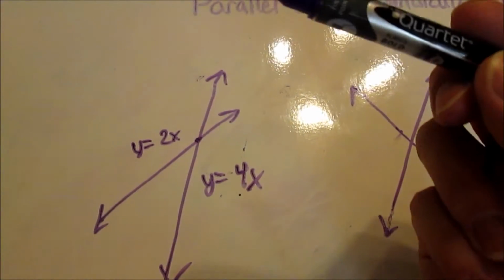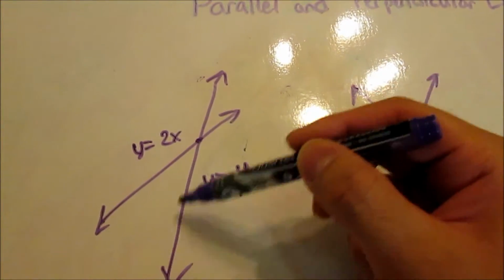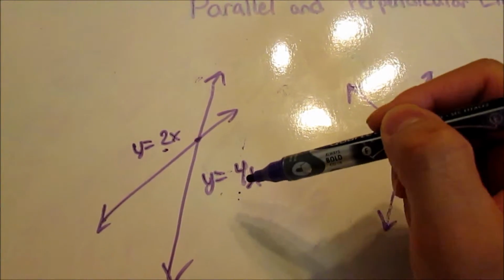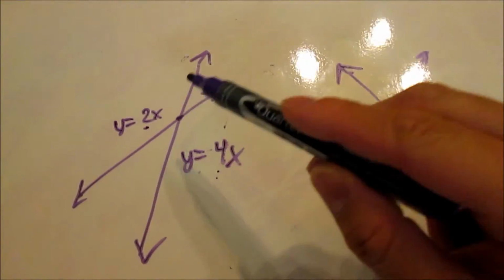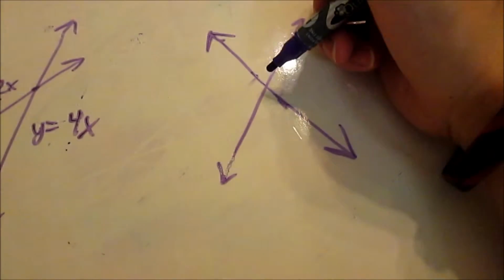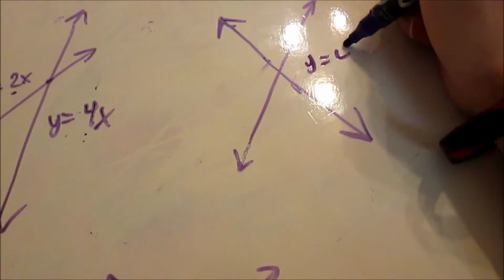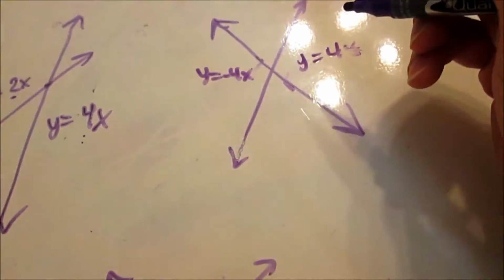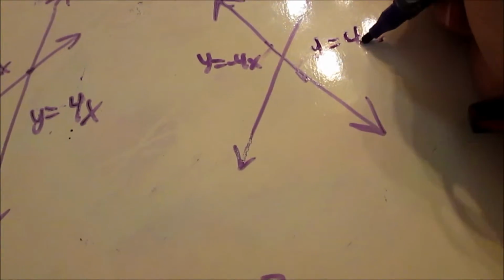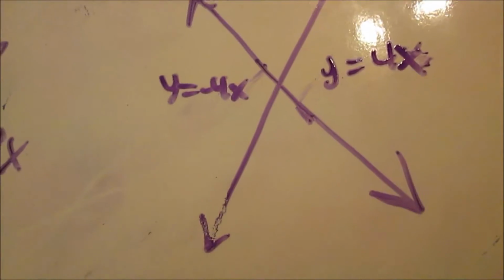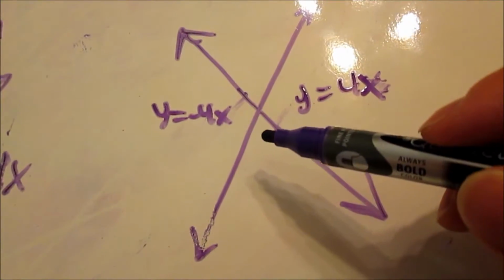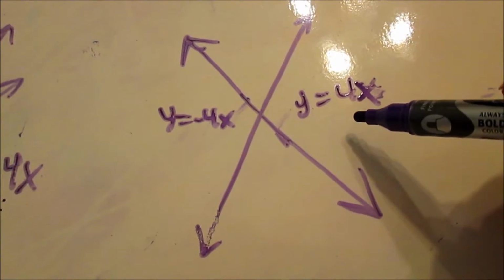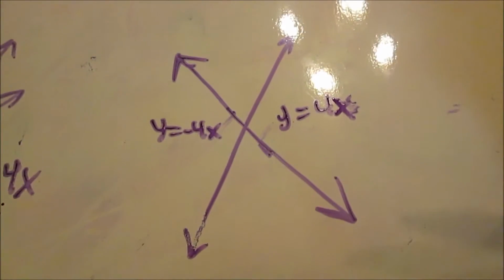Now the thing is, they're not going to be perpendicular just because they intersect. There has to be more to it. That means you have to take a closer look at the slopes. Let's just hold off on this, go to the next, and let's say this is y equals 4x, and this other line is y equals negative 4x. Now, the slopes here are not the same. One is negative 4, the other is 4. That means the two lines will eventually intersect somewhere.